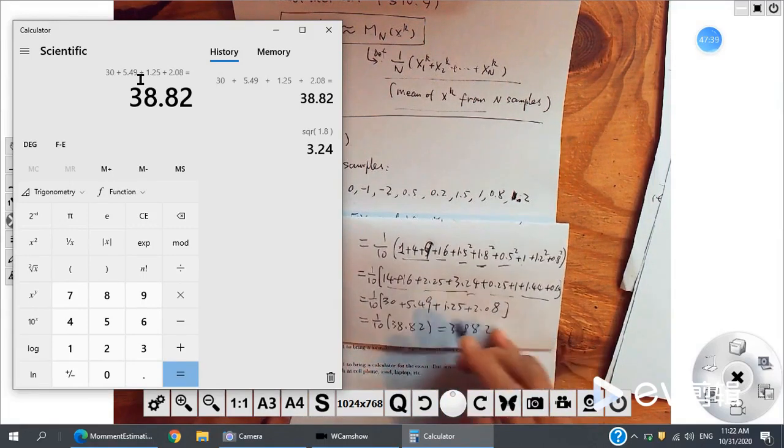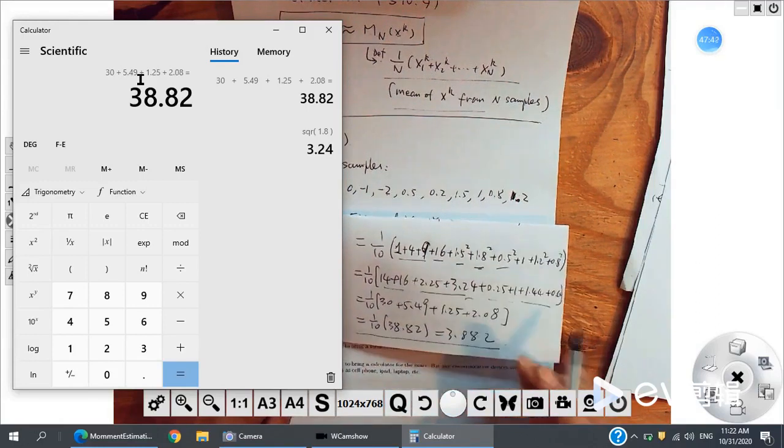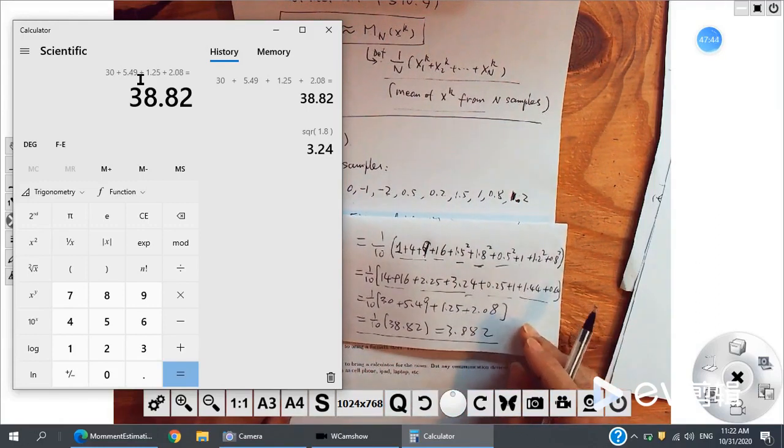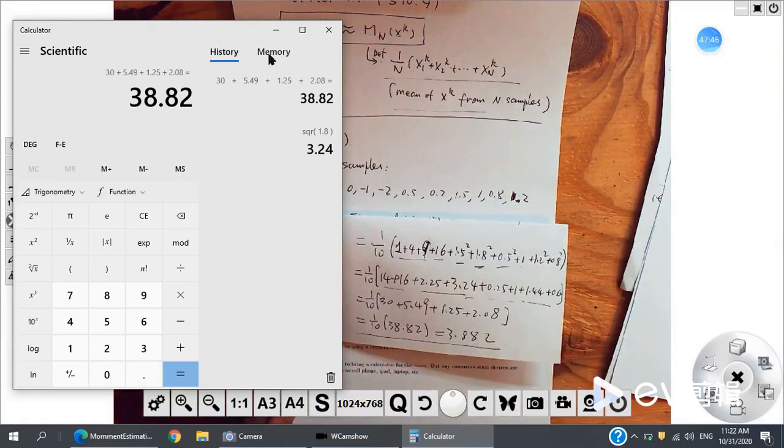Okay. This calculator doesn't look so easy to use. They have some memory, some history. Wow, that makes things complex.